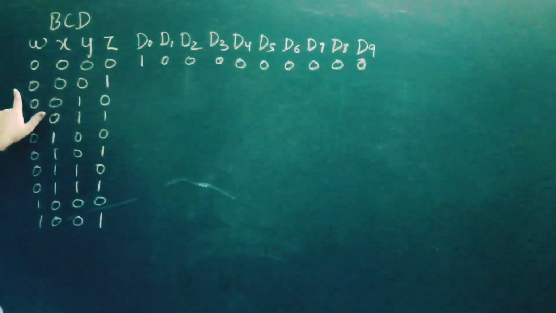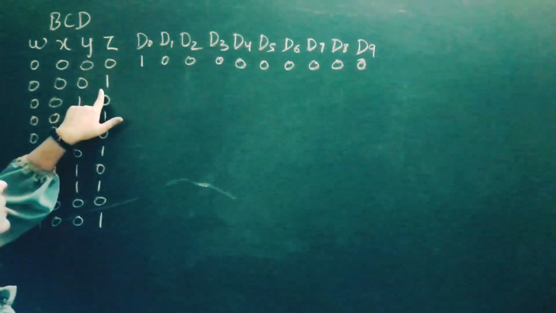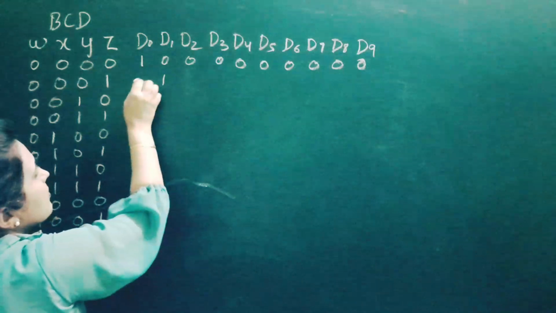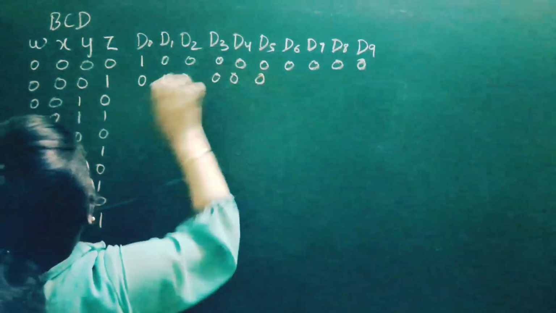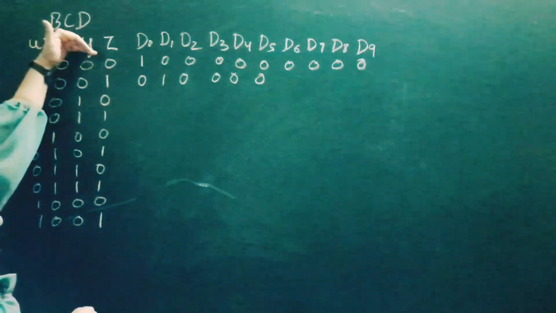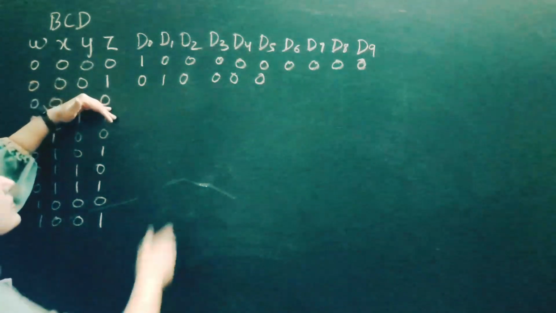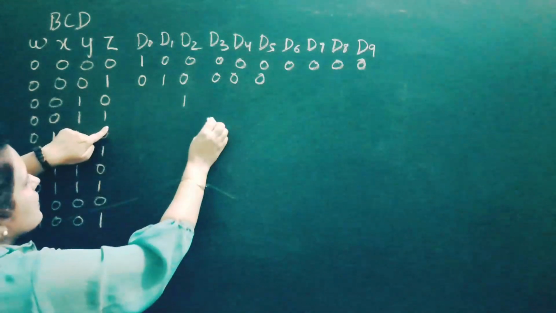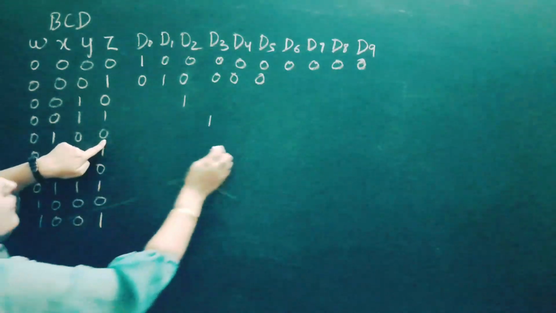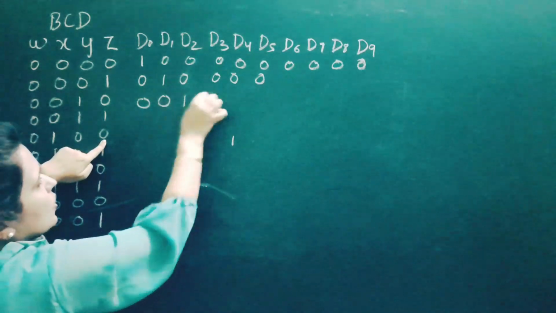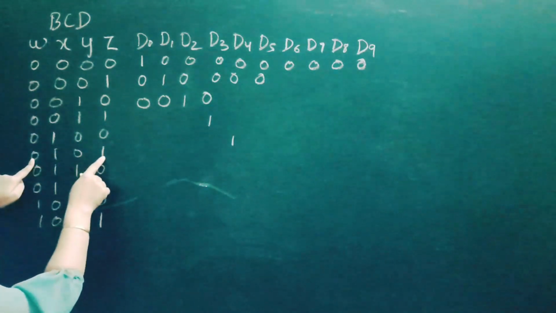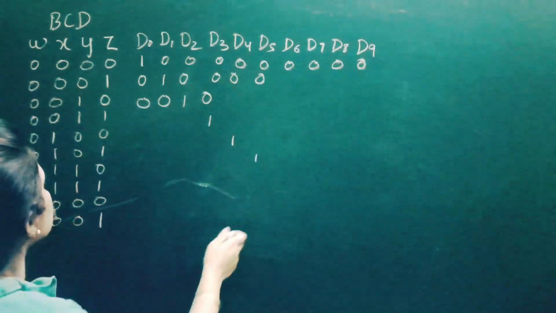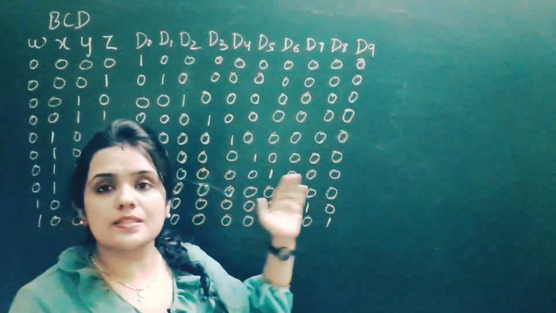Now if the value of W, X, Y, Z is 0, 0, 0, 1, what is the decimal equivalent of 0, 0, 0, 1? It is 1. So in that case, D1 will be high and the remaining lines will be low, that is 0. If the value of W, X, Y, Z is 0, 0, 1, 0, in that case D2 will be high. If W, X, Y, Z is 0, 0, 1, 1, D3 will be high. In this case D4 will be high and remaining lines will be 0. For 0, 1, 0, 1, the decimal equivalent is 5, so D5 will be high. Similarly, we can write for other values. So this is the desired truth table.